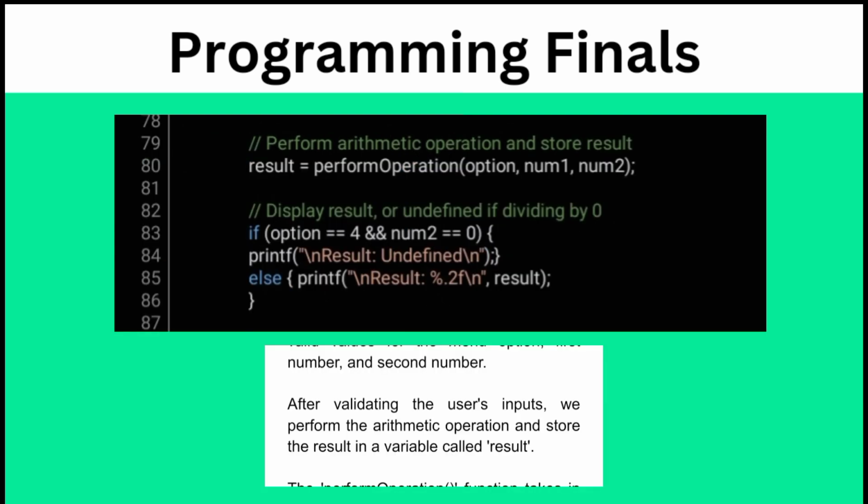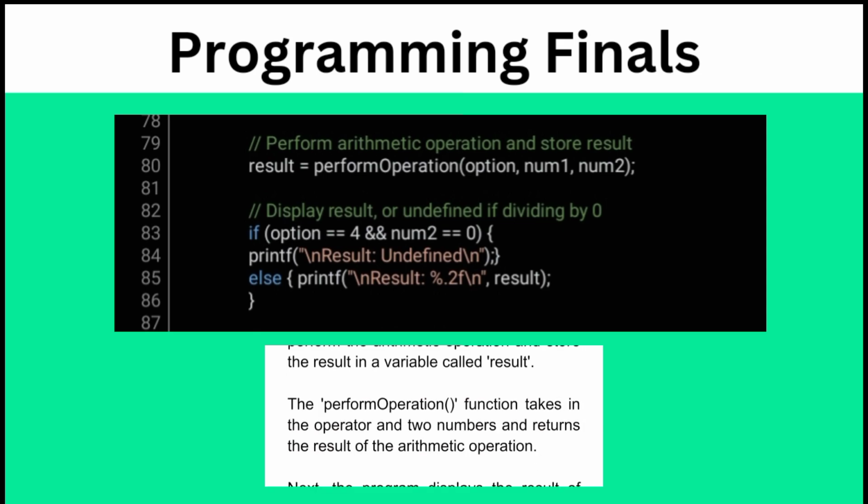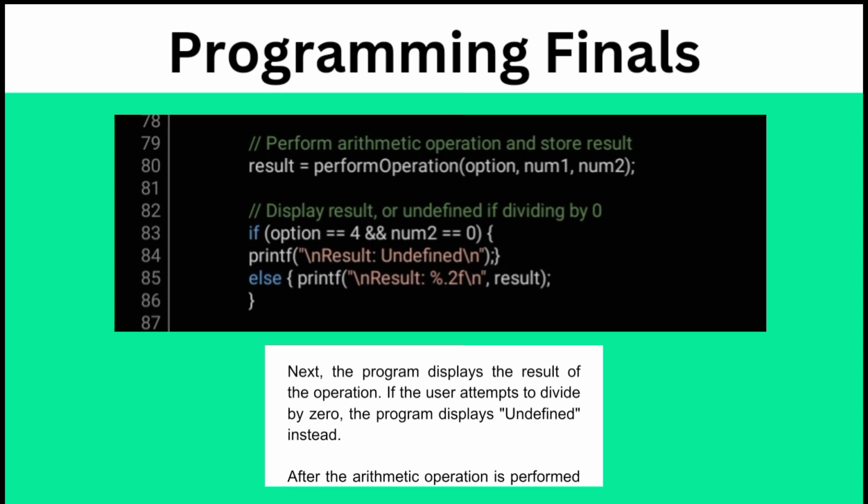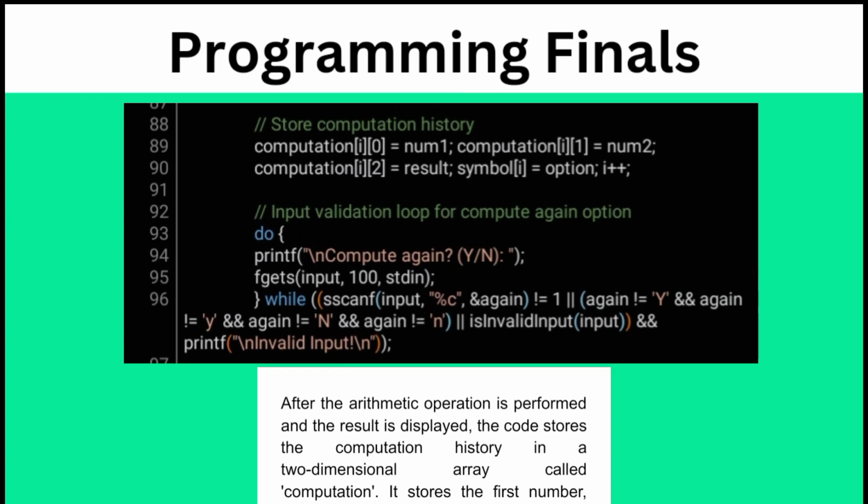After validating the user's input, we perform the arithmetic operation and store the result in a variable called result. The perform operation function takes in the operator and two numbers and returns the result of the arithmetic operation. Next, the program displays the result of the operation. If the user attempts to divide by 0, the program displays undefined instead. After the arithmetic operation is performed, the result is displayed.